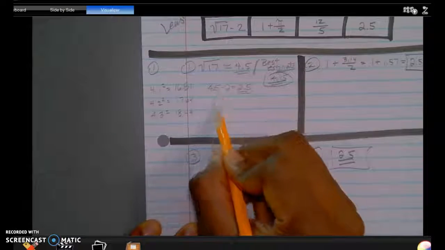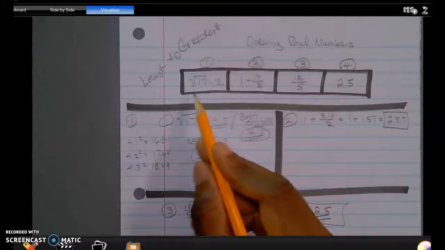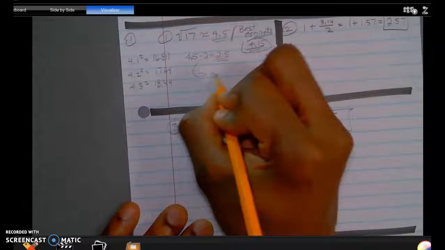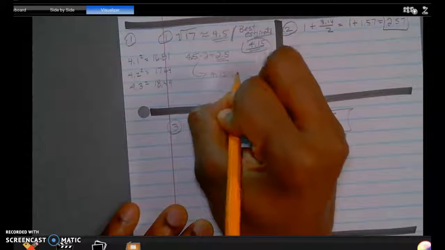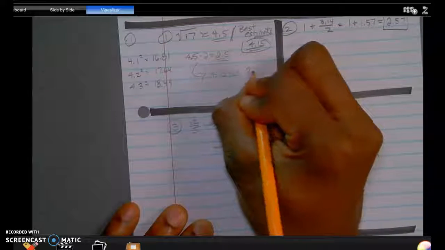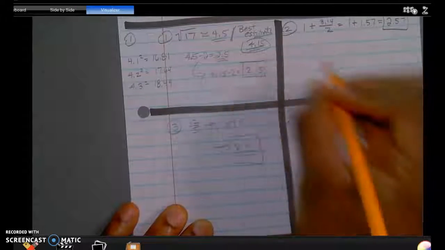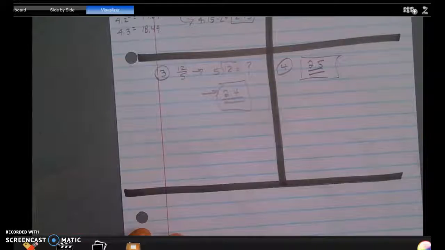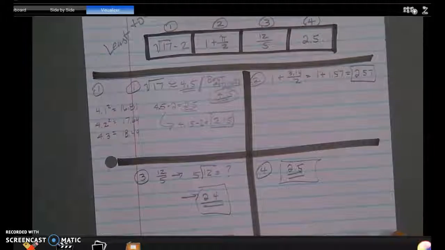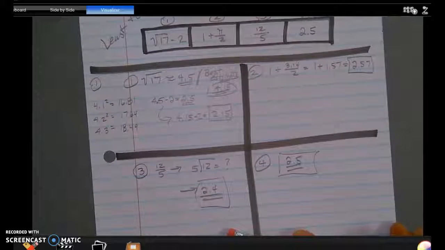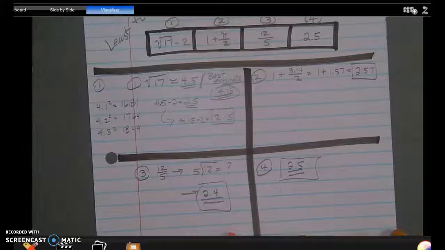So I'm actually going to start at the beginning trying to evaluate the square root of 17 minus 2. So that's actually going to be 4.15 minus 2, which comes out to 2.15. Now, this is just a matter of me putting these things in order. I have the decimal approximation, but I'm going to try to put them in order using the original format, okay? So I want to go from least to greatest.